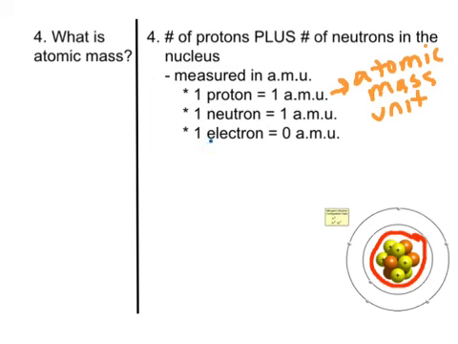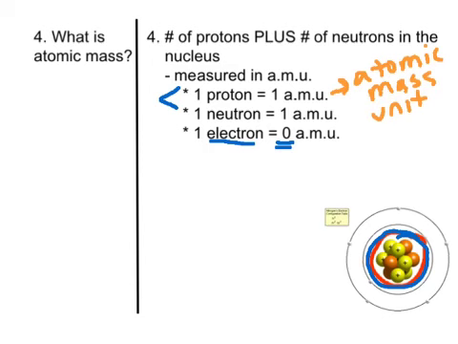Now, electrons. Remember, electrons have very little to no mass, so they are represented as 0 AMU because they are so tiny that they almost have no mass. So again, this reiterates the point that the only parts of the atom that have mass are protons and neutrons, and they are both found here in the nucleus.